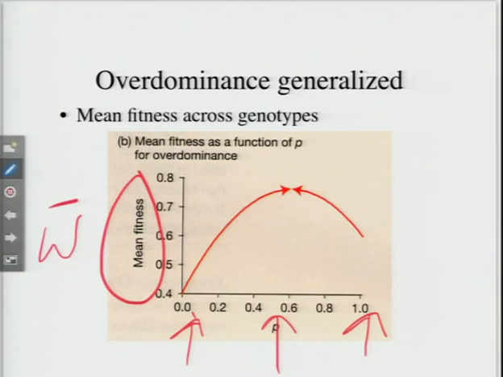When would you have highest possible fitness? If heterozygotes do better than everybody else, what's the highest possible mean fitness? Or not as a number, but what's the condition that gives you highest possible mean fitness? If everyone was a heterozygote, which you would get if P equals Q equals 0.5. That gives you more heterozygotes than any other allele frequencies.